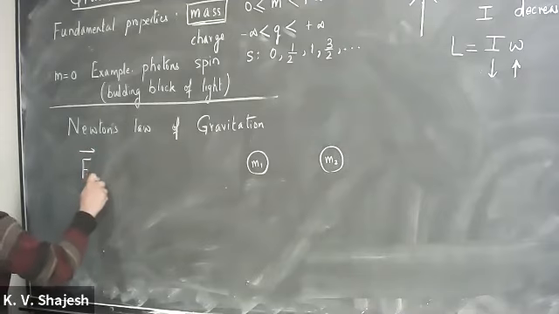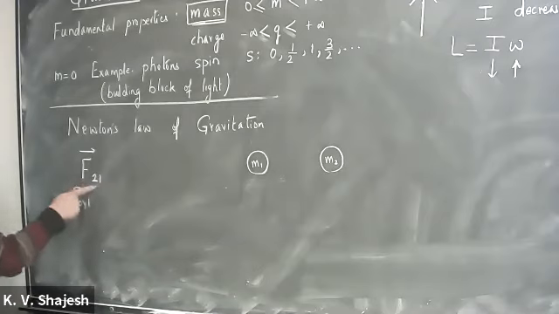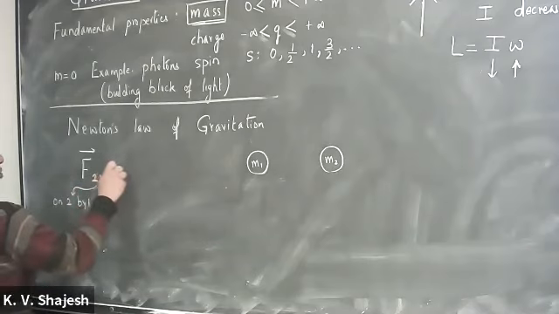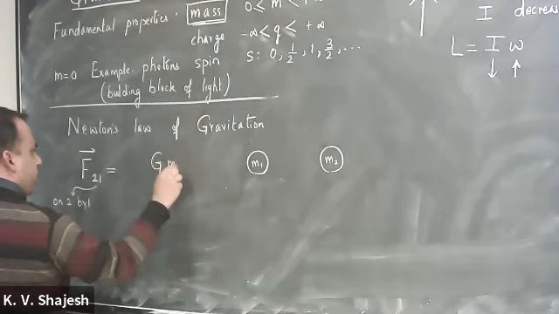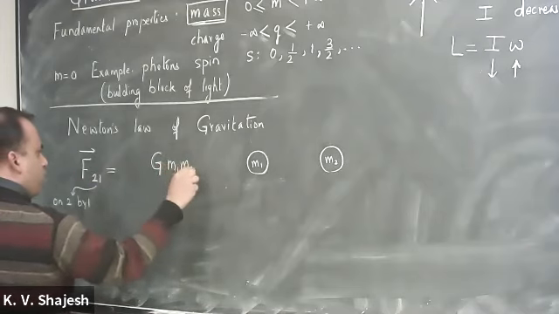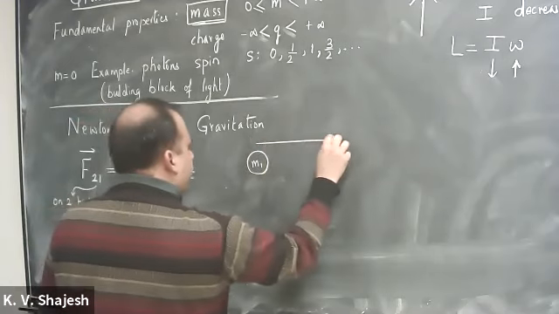on 2 by 1. So this should be read as on mass 2 by mass 1. And that's equal to, at least magnitude-wise, a constant G times m1 times m2 over the distance between them, the center to center.